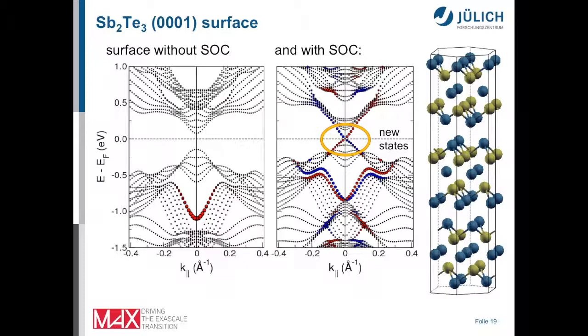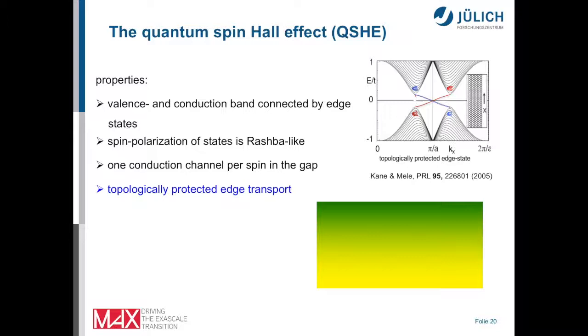And then a Dirac cone of new states appears here at the Fermi level, which you see only with the spin-orbit coupling. And these states here, they have very nice properties. They realize the so-called quantum spin Hall effect, meaning that these states here are topologically protected, and they run just at the edges of a sample.